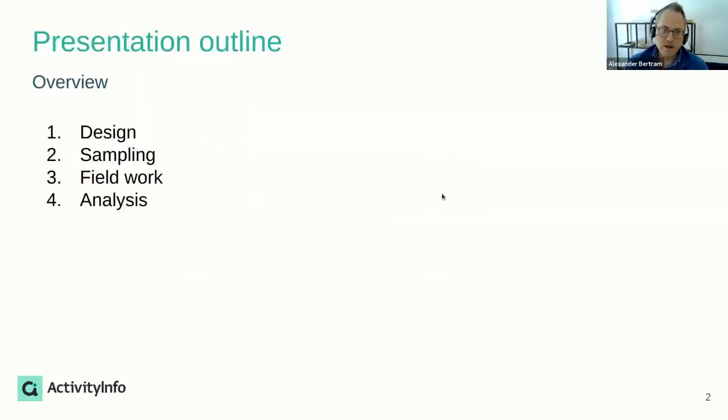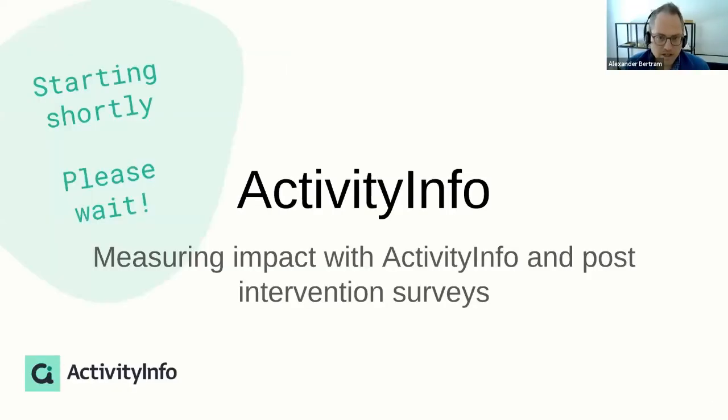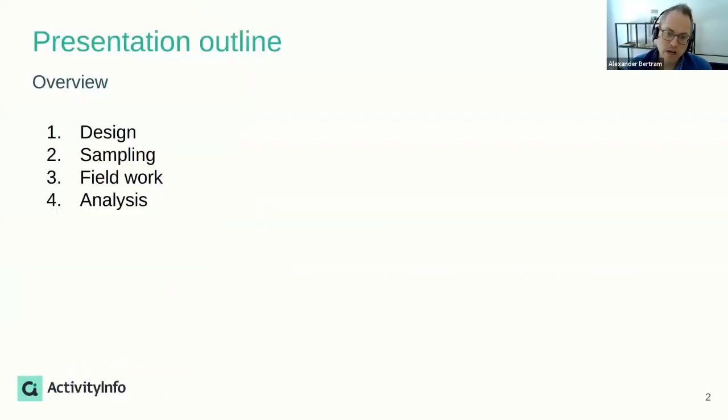Let's get started because I think we have a lot of material to cover. So we're going to look at, as the title indicates, measuring impact or outcomes. I think both of those types of indicators we're often using surveys to measure. And I want to give you some best practices for setting up the process from beginning to end in ActivityInfo, based on some of the work that we've done with our users at large scale.